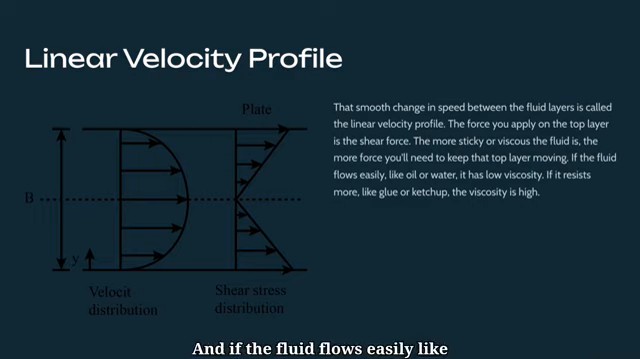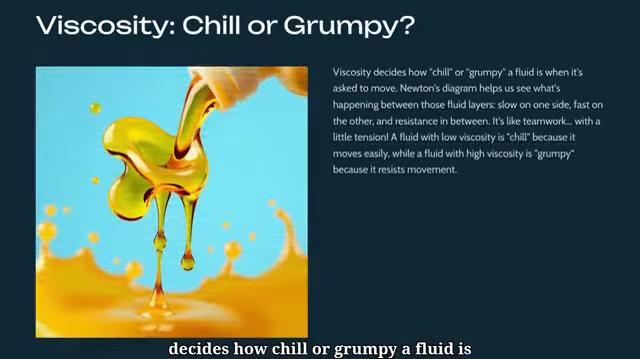And if the fluid flows easily, like oil or water, it has low viscosity. If it resists more, like glue or ketchup, the viscosity is high. Basically, viscosity decides how chill or grumpy a fluid is when it's asked to move.